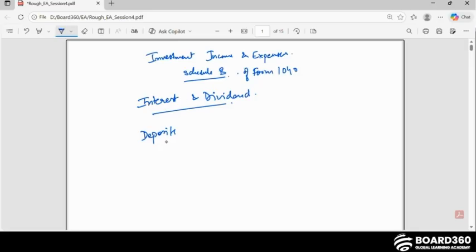And there may be certain interest income which may be taxable and some may be non-taxable. So there can be taxable interest income and tax-exempt interest income.